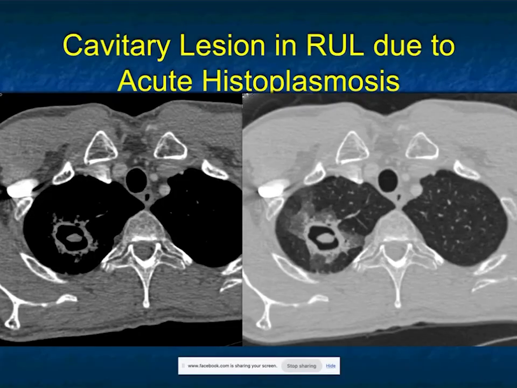Really nice example. We think about histo usually as a chronic granulomatous disease, not as a cavitary lesion with inflammation and little else, but a great case of histoplasmosis.